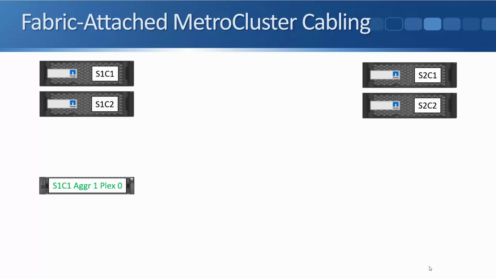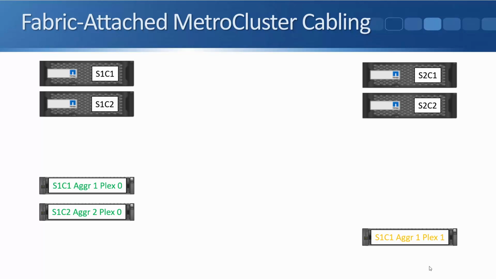The next thing we're going to look at is our disk shelves. So over in building 1, we have aggregate 1 plex 0, which is owned by site 1 controller 1. And we have the sync mirror other plex for that, aggregate 1 plex 1 in the other site, again, which is owned by site 1 controller 1. We're also going to have a second aggregate, aggregate 2 plex 0, which is owned by controller 2 in site 1. And we have the plex 1 from sync mirror over in site 2 for that aggregate.